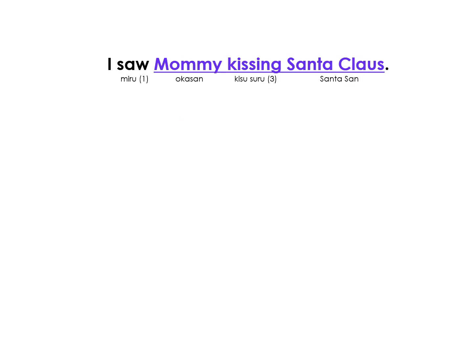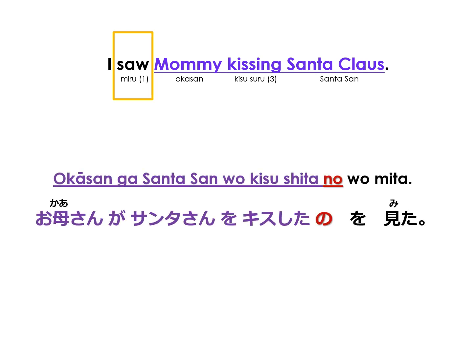For example, the sentence, "I saw mommy kissing Santa Claus." Our main verb is saw, which is a verb of perception. Hence, we must use no to nominalize the subordinate clause, mommy kissing Santa Claus. In Japanese, お母さんがサンタさんをキスしたのを見た。Using koto would be wrong because mita, to see, is a verb of perception.